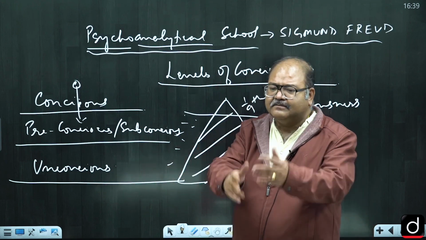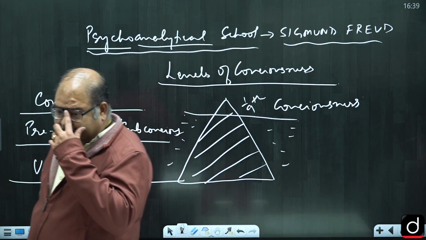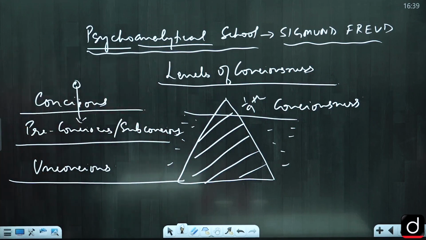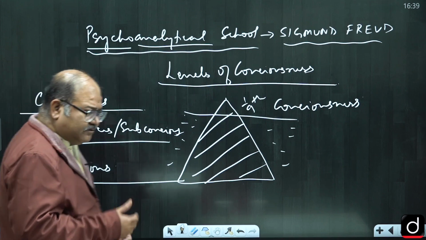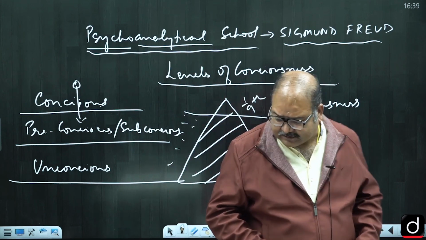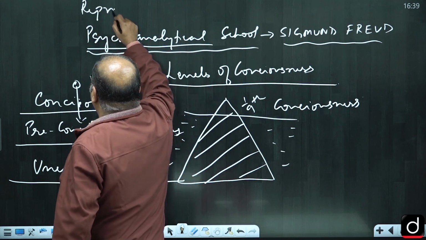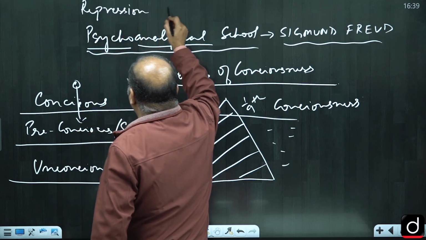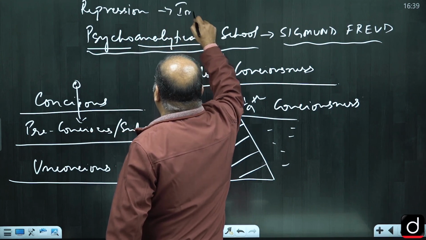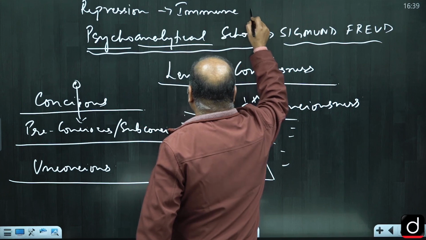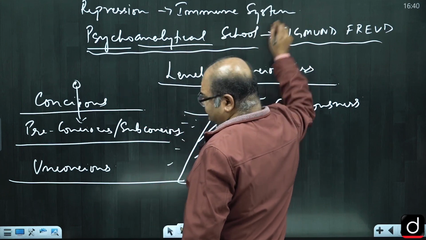Childhood amnesia, childhood fears, childhood forbidden desires, if they are kept in the conscious mind they will create trauma, they will produce feeling of guilt, they will create anxiety. So as our body has an immune system, the immune system of mind is known as repression. All the disturbing thoughts are repressed to the unconscious, from where they never come back to disturb us.